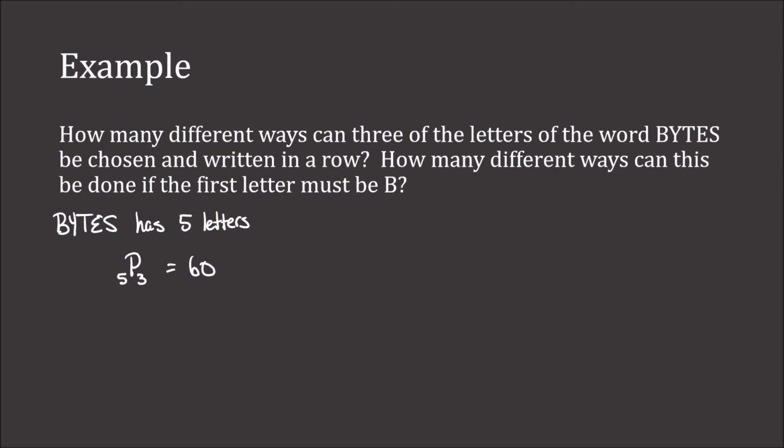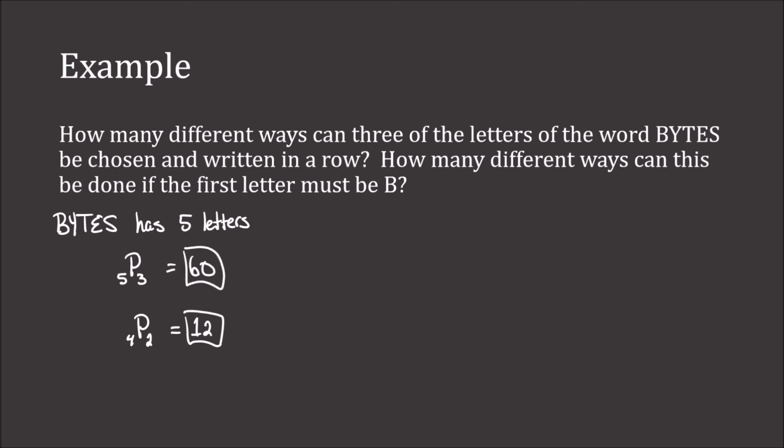Now, if the first letter must be B, then there are 2 more positions with 4 letters to pick from. So now we have a set of 4 and we want to pick 2 letters. So we're looking for the number of 2 permutations out of a set of 4. So we're looking for 4p2, and this is 12.